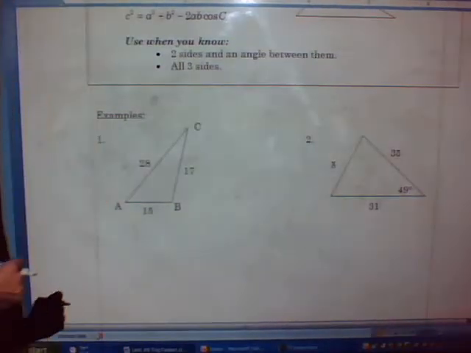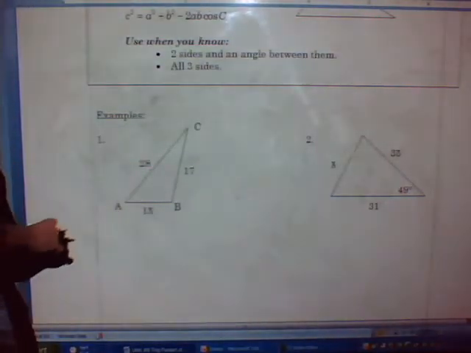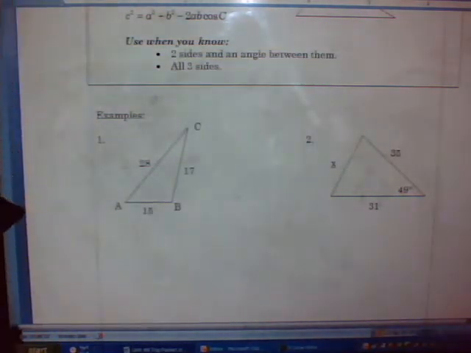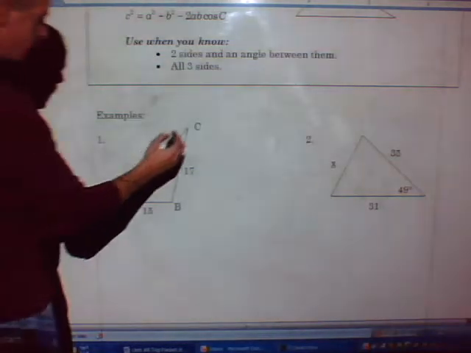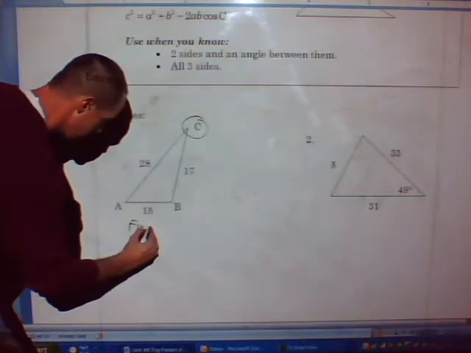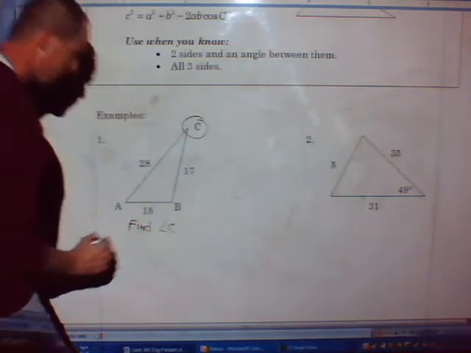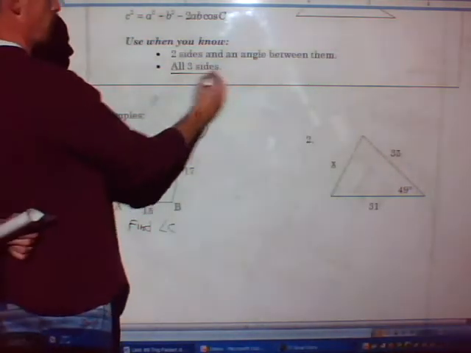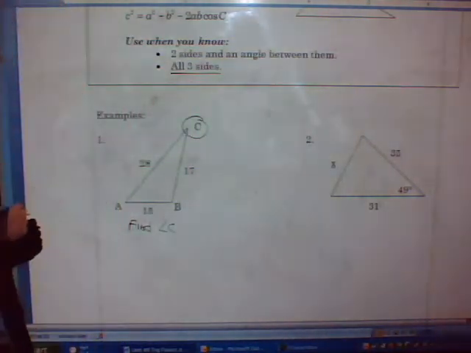All right, so here we're going to look at this one, and we're trying to find angle C. Let's find angle C. Well, we know all three sides, which is one of the requirements. If you know all three sides, you should be able to find it.